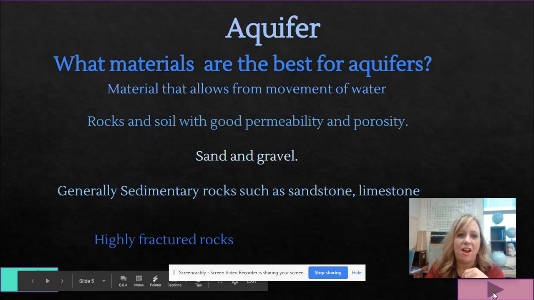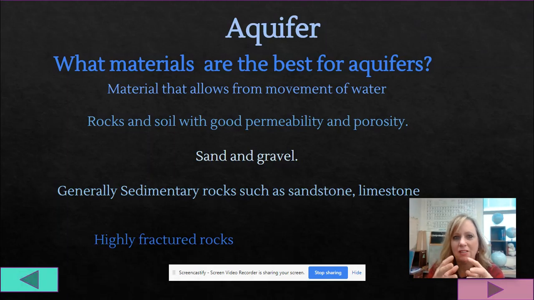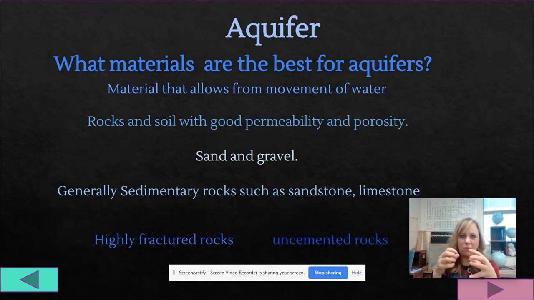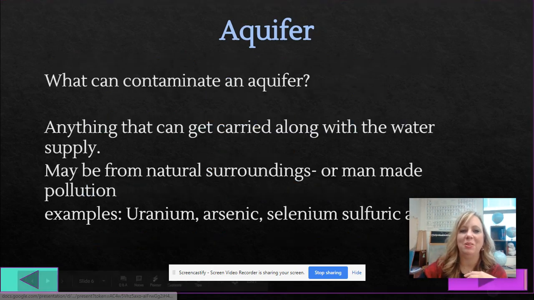Another thing is highly fractured. Think fractured as cracked. They have cracks in them that allow for channels of water to move through. And uncemented. We don't want rocks that are cemented together. We don't want them glued together. We want them to have the ability to let the water ease on through.